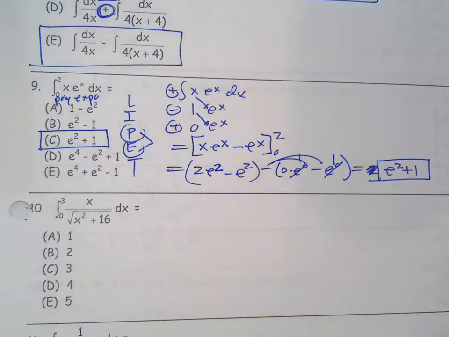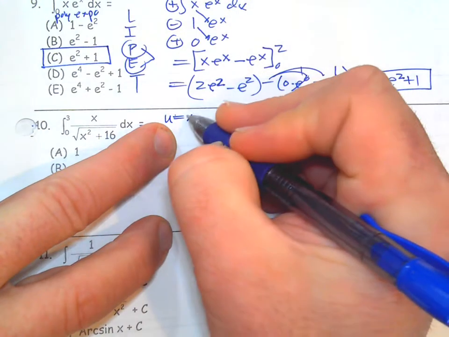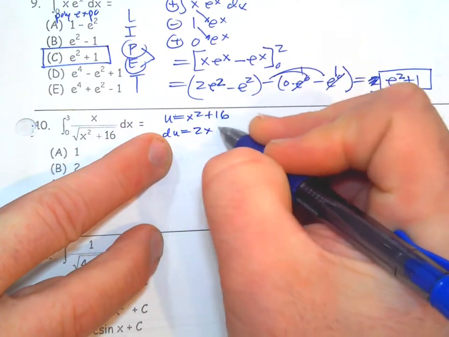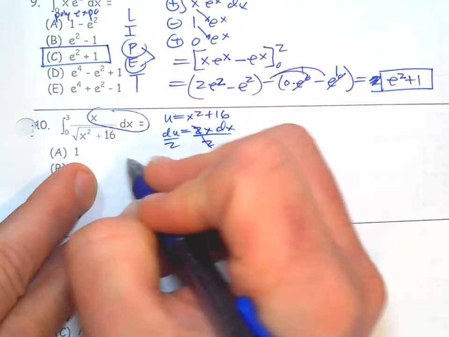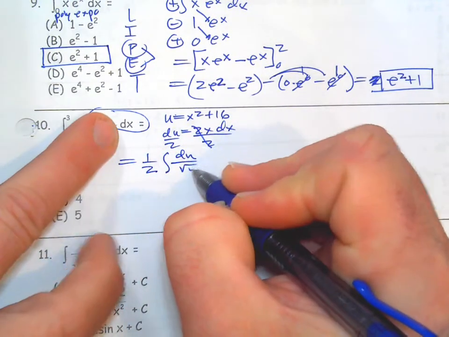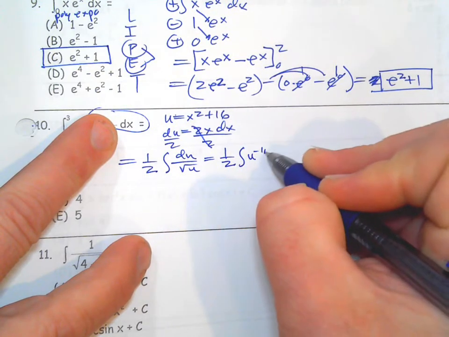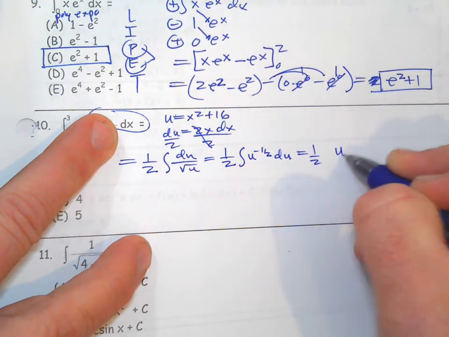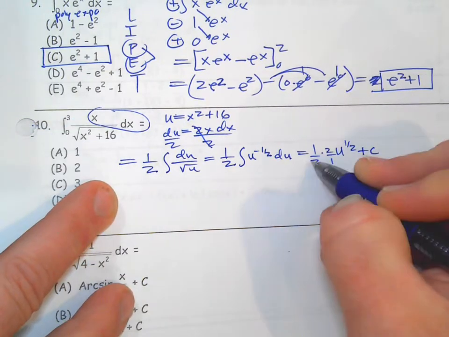There we go. Number 10, I think regular U-substitution might work. Don't make it harder than it has to be. 2x dx, perfect. I don't want the 2. x dx. It's going to be 1/2 du over the square root of u, which I'm going to rewrite as 1/2 u to the negative 1/2 du. So that's going to be u to the positive 1/2 multiplied by the reciprocal plus c.